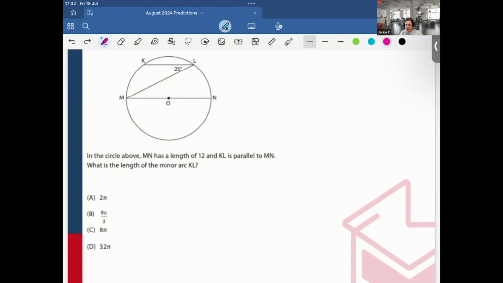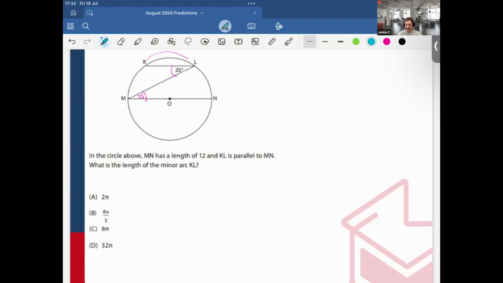Why is that good? Because with the inscribed angle, if they're parallel to each other, then I also know that this angle here would be 25 degrees. I have to find KL. I don't have the center angle though. Okay, but not a problem. We can do this. Okay, so here I want to get basically the center angle, right? However, I don't have that. But I could get what this angle is, KOM. How can I do that?